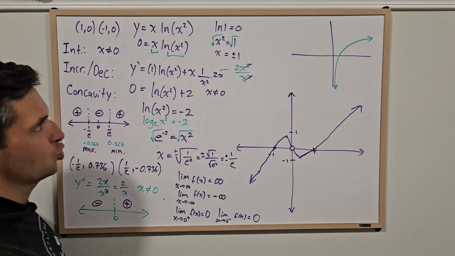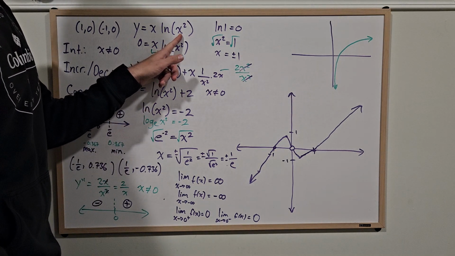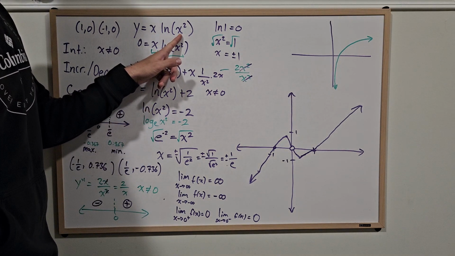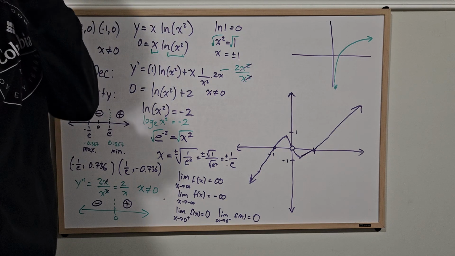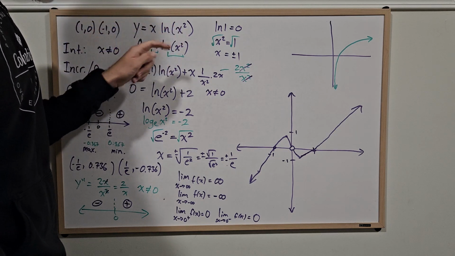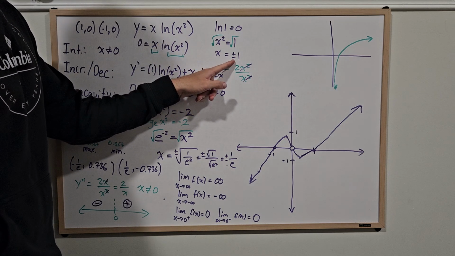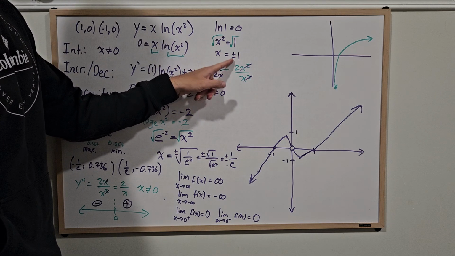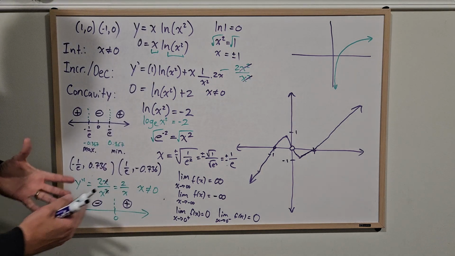The main trick here with this question was this x squared part inside the natural logarithm. When you make this part equal to 0, you know that you're going to have to make this x squared equal to 1, and we have to consider both the positive and the negative side of that square root. But other than that, this is what it looks like.